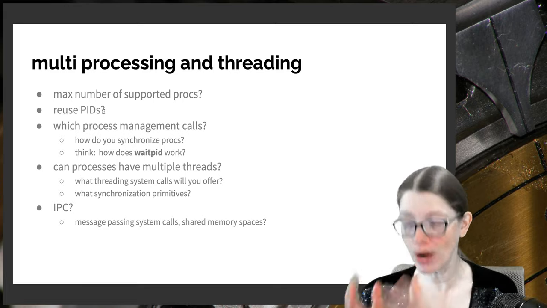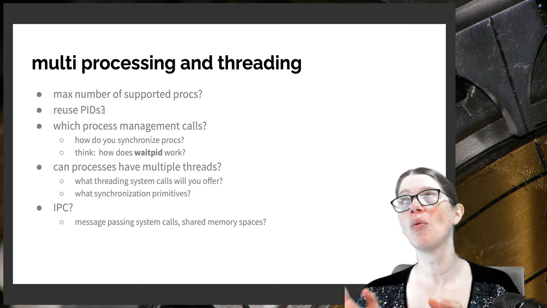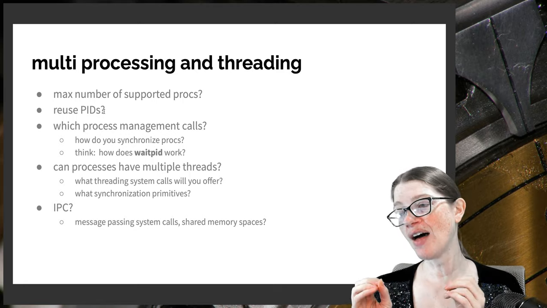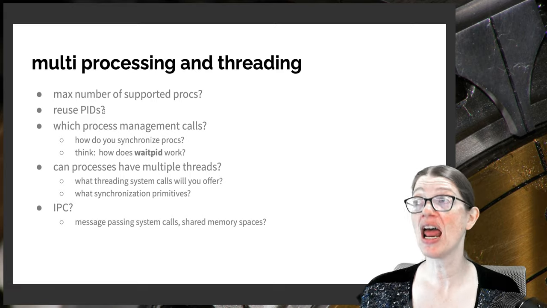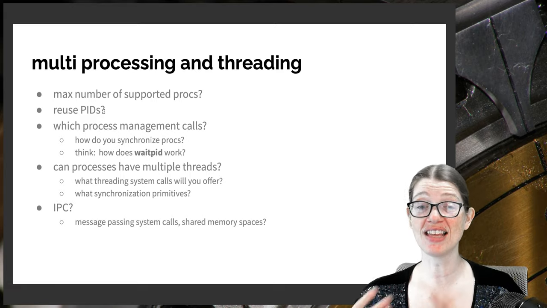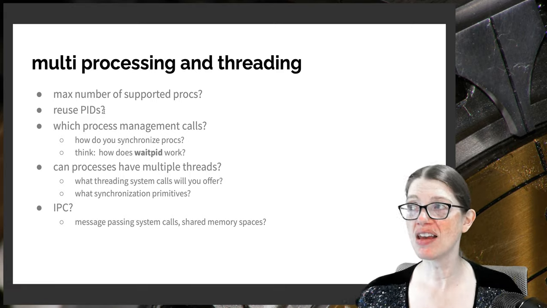How do you implement waitpid? We only talked about waitpid under the context of each process having a singular thread. But what happens if processes have multiple threads? How does waitpid work then?